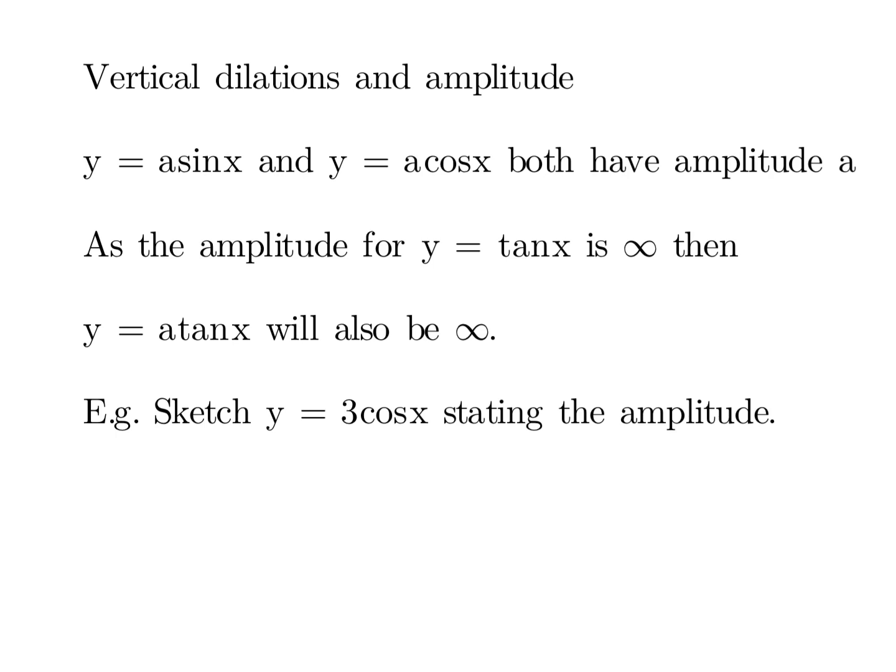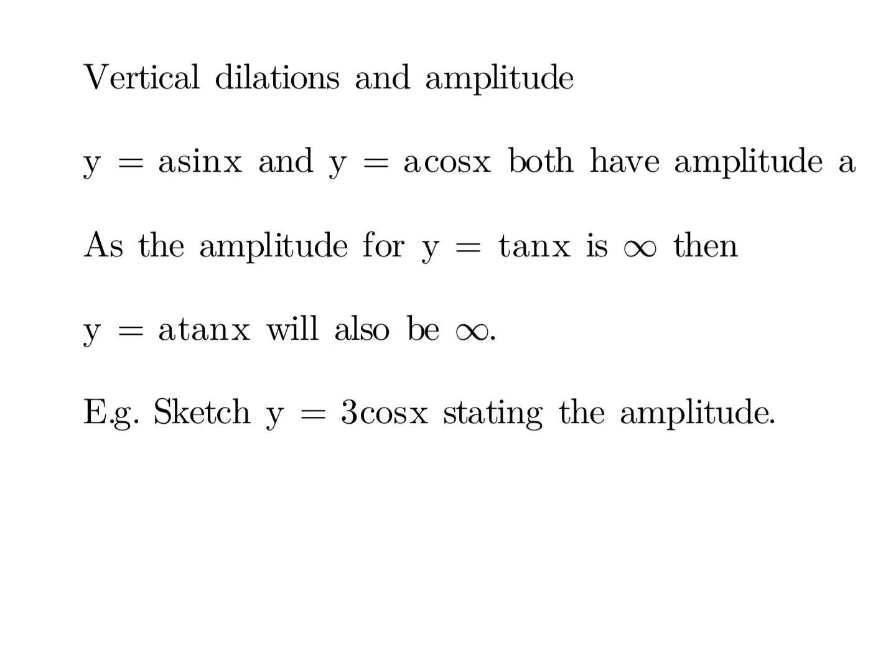So when we look at the amplitude, or a vertical dilation, as we've talked about in past videos, it's the value in front of the sine and the cos. So it's the a, or the number in front of the sine and cos. And that's our amplitude. For tan, it's fairly obvious that if tan has an amplitude of infinity, then putting a number in front is going to continue to make it infinity.